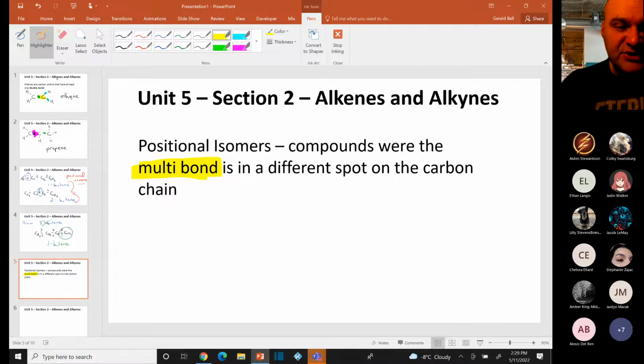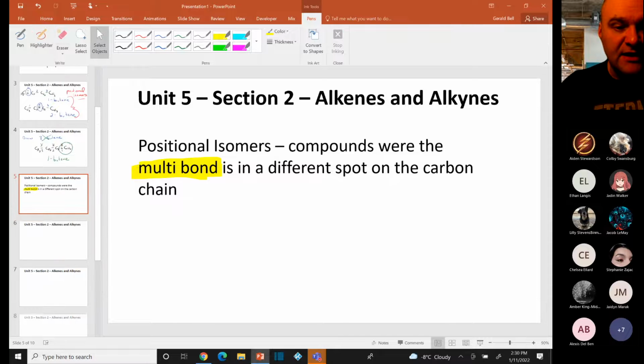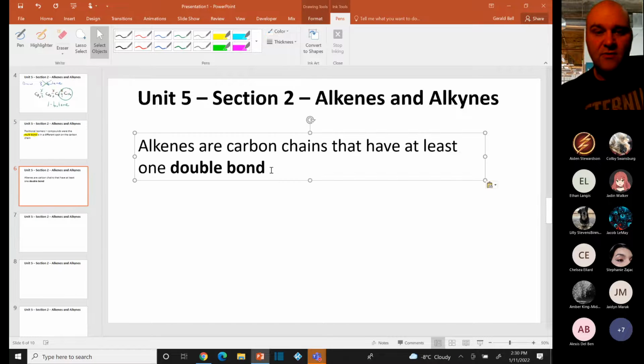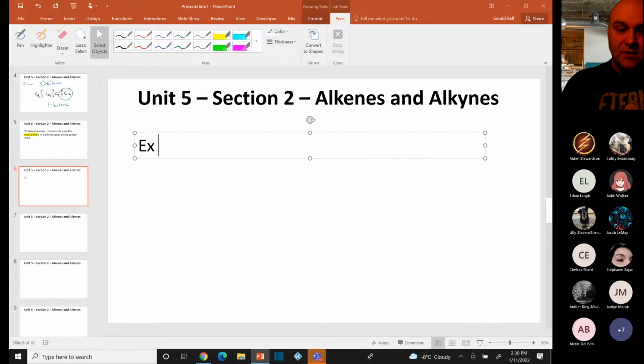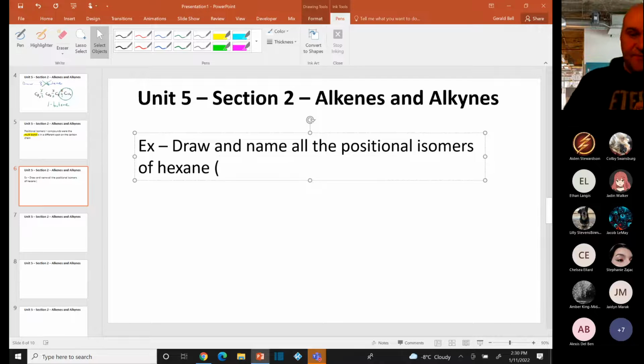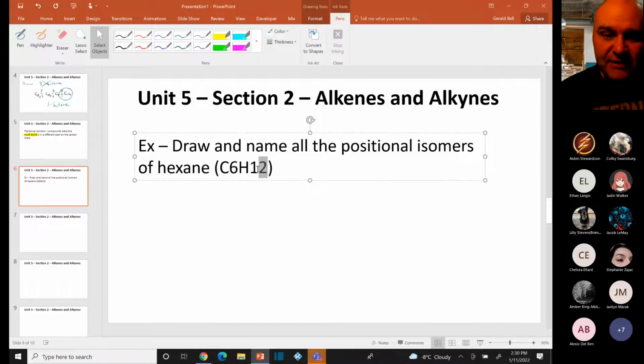Now, it's probably easiest if we just do a little question with this one and sort of figure it out. So what if I gave you this here? For example, draw and name all the positional isomers of hexene. Hexene has 6 carbons. That's C6H12, I think. H14 would be the alkane version, and we're just taking off 2 hydrogens and you get your alkene version. I think I've done that right.